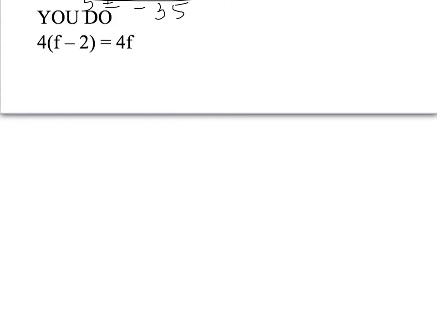Okay, so the first thing I need to do here is distribute. So I have 4 times f, which is 4f, and 4 times negative 2, which is negative 8. So 4f minus 8 is equal to 4f. Okay?